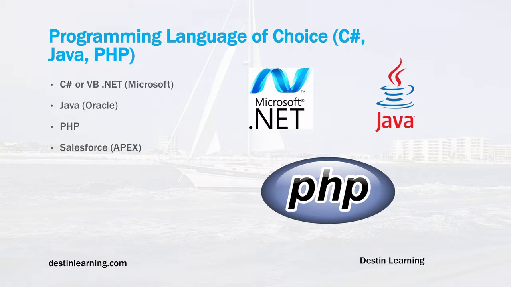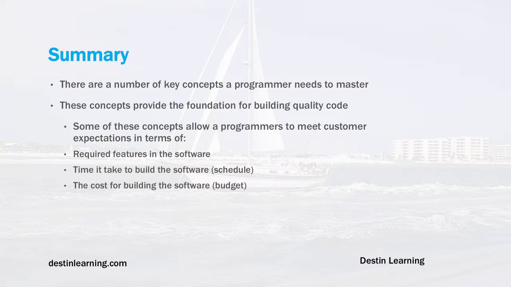The last but not least area that a programmer needs to be familiar with is their programming language of choice. You need to understand the syntax of your chosen language, such as Java or C#, and be able to translate requirements into working code based on the syntax of your language. This will require quite a bit of practice to master the syntax of the language of choice.